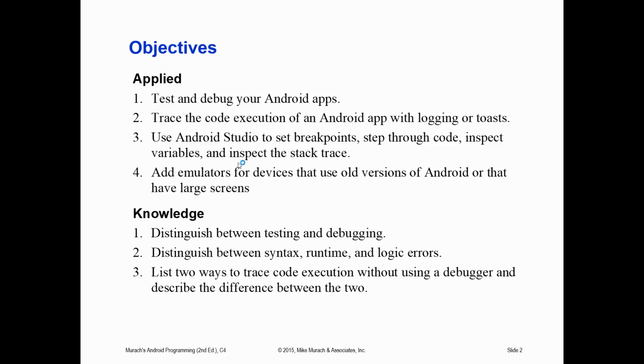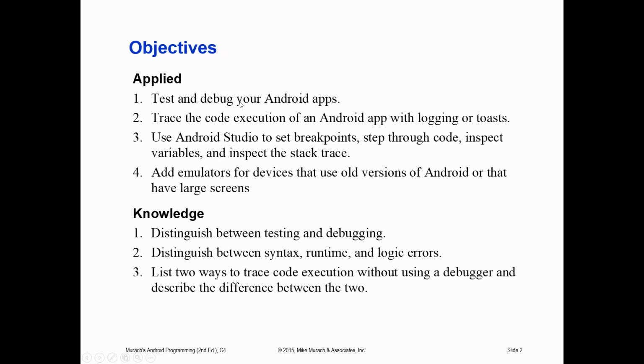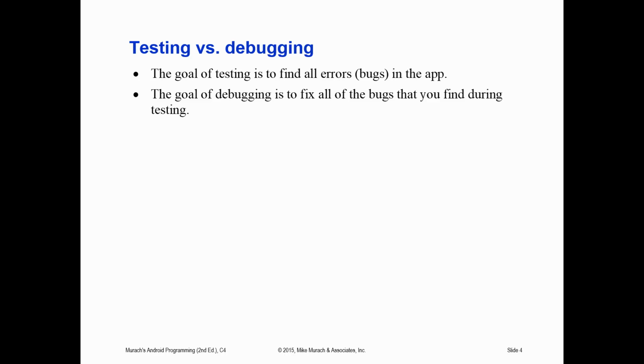Our knowledge objectives on this page or slide and the next: distinguish between testing and debugging, distinguish between syntax errors, runtime errors, and logic errors, list 2 ways to trace code execution without using a debugger and describe the difference between the two, describe how method chaining works and describe 2 of its advantages, explain what a stack trace is and how to use one when you are debugging, and explain why emulators are often necessary to test and debug an app. So those are our 4 applied objectives and our 6 knowledge objectives.